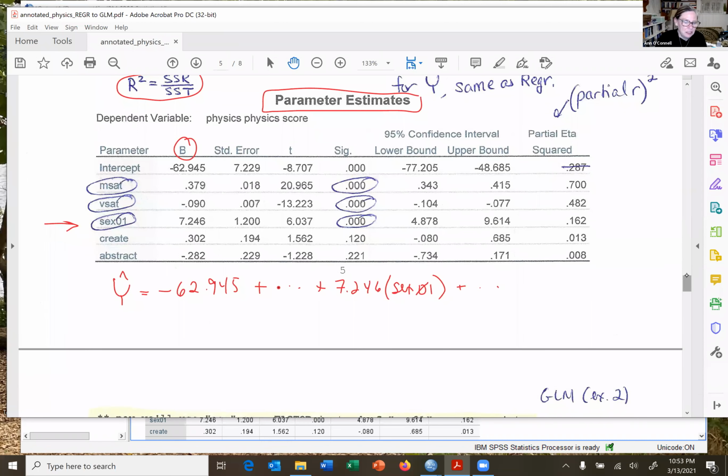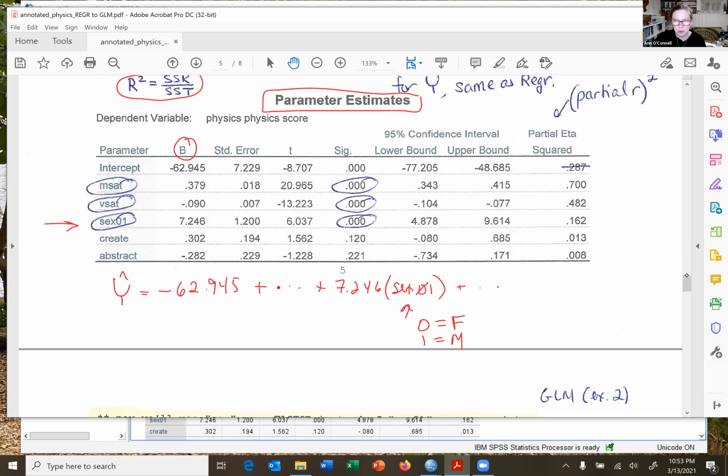And again, this is a difference in adjusted means because SEC was dichotomous here. So we can think of it as a difference in adjusted means, adjusted for the other predictors in the model. And we also see that SEC01 was a 0 for females and a 1 for males. So we could actually write two regression equations, one for females and one for males. And the female regression equation just would not include that variable for SEC01.